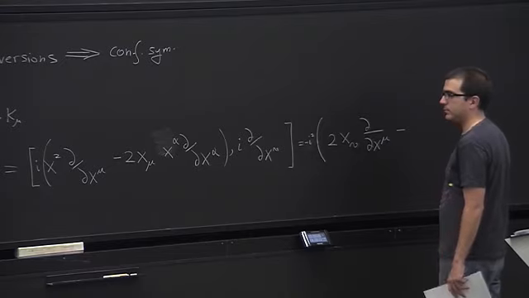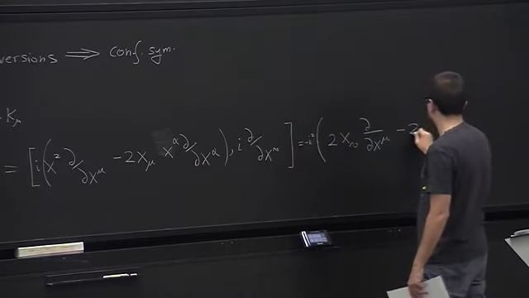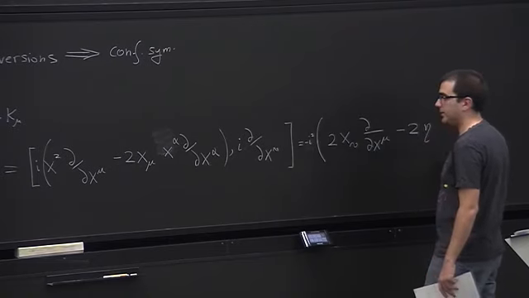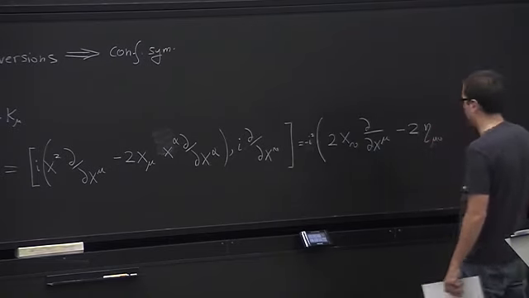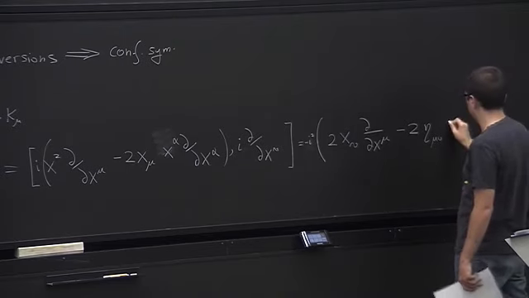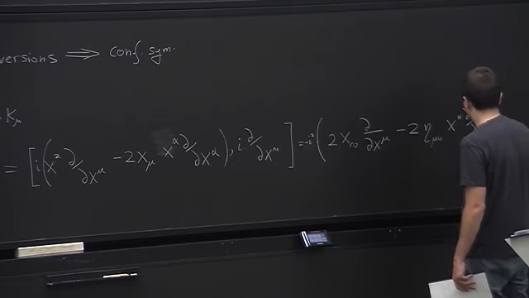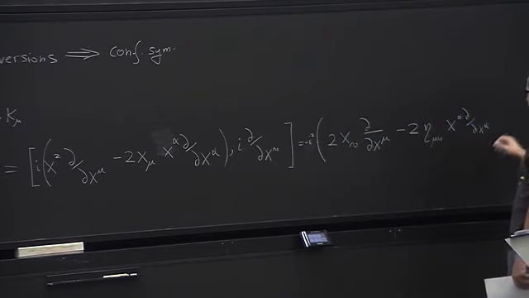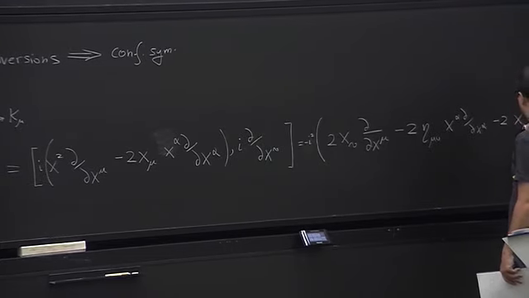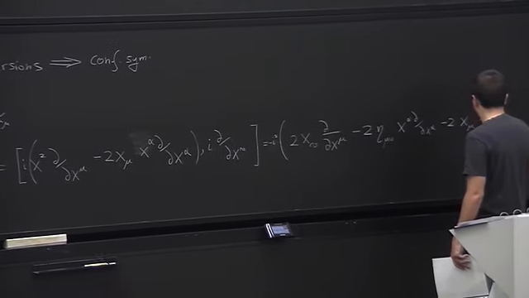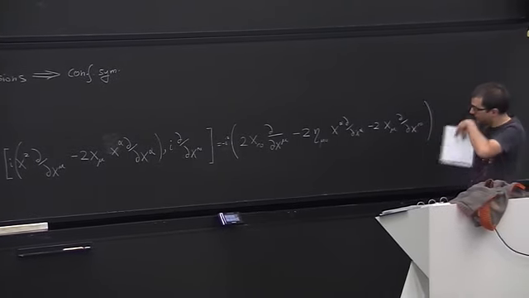minus, if it acts here, it gives 2 some metric eta mu nu. It can be Euclidean, it can be the signature you like the most. x alpha d dx alpha. And if it acts here, it gives minus 2 x mu d dx nu. And that's it.